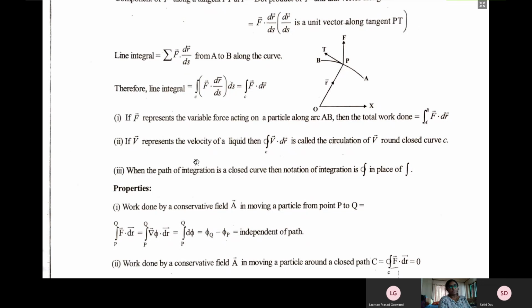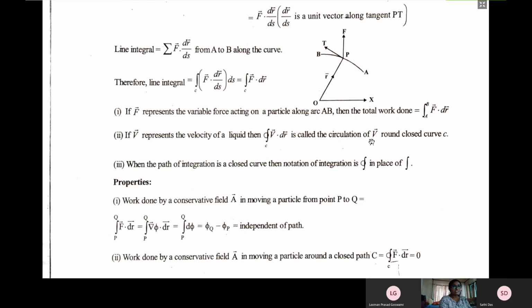Now, if we represent the velocity of a liquid, then the closed integral over C of v dot dr is called the circulation of v around the closed curve. So suppose you have a liquid and v is the liquid's velocity vector. The closed integral, or closed contour integral, of v dot dr represents the circulation of the velocity vector around the closed curve. The path of integration is the closed curve and this notation is the closed integral.